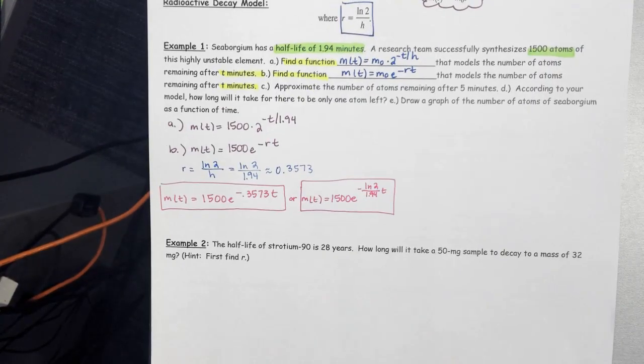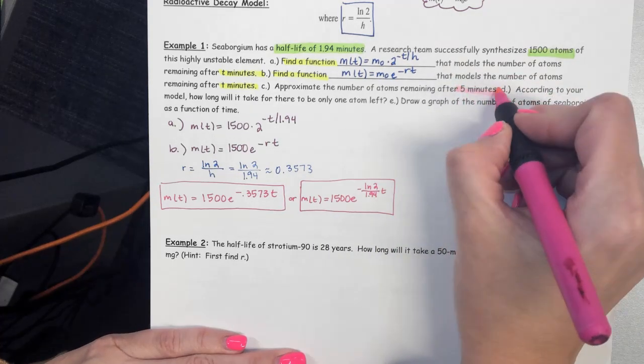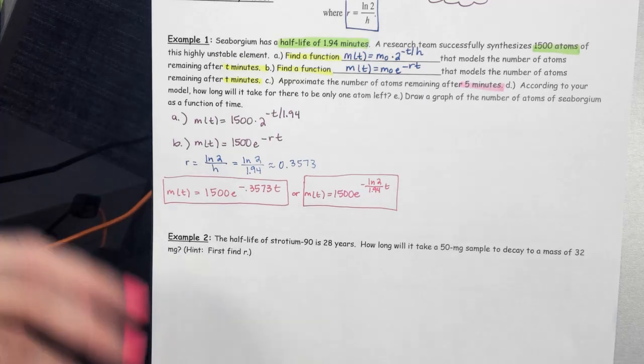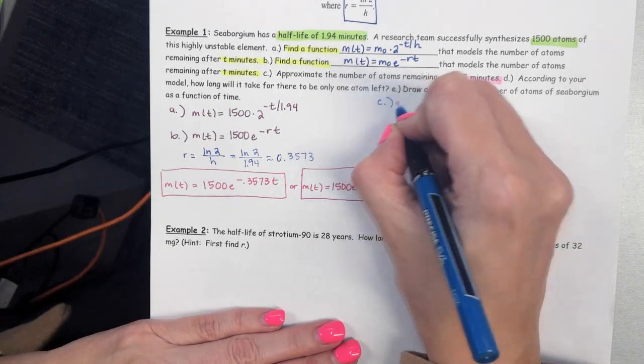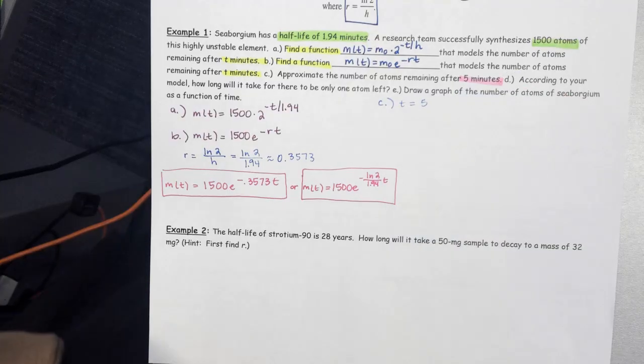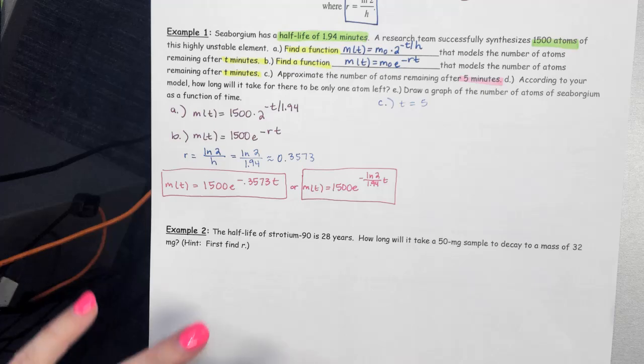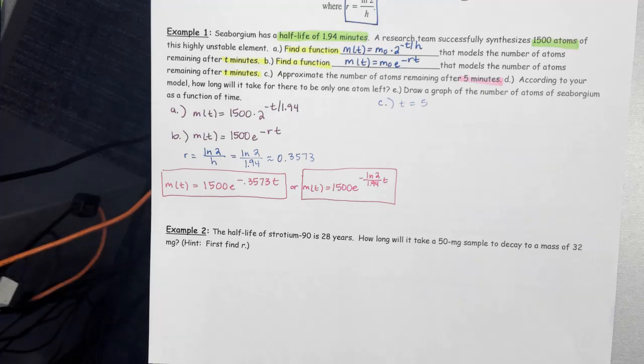And then when you get to part C, it says approximate the number of atoms remaining after 5 minutes. So you are just going to plug in 5, and you get to choose what model you're going to use. Just show your work for whatever model you have, which one you're plugging it into, because you are going to have multiple options there. So T is equal to 5. I'm going to show you the difference in the answers of all 3. Like I said, you can just pick one.